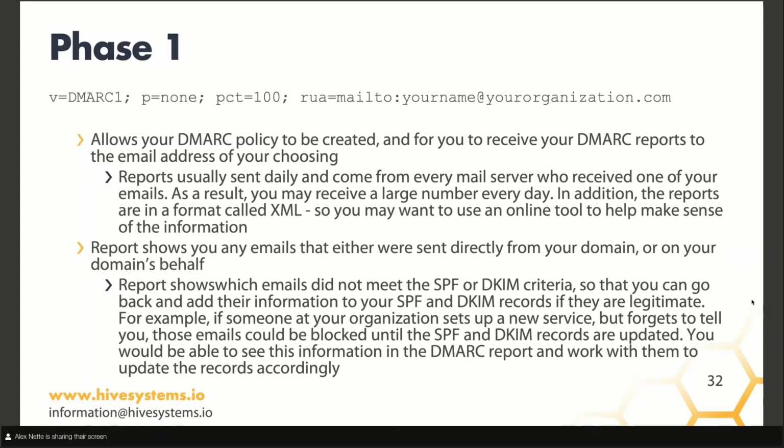In addition, these reports come in a format called XML. So you may have to use an online tool to help you make sense of all of the information. There are a number of DMARC report readers available online that you can just drag and drop those XMLs into and see the information a little bit more clearly. That'll let you know how many emails arrived from your domain, maybe what times they arrived, the quantity, all that information. That report then will show you if those emails were sent directly from your domain, or maybe on your domain's behalf.